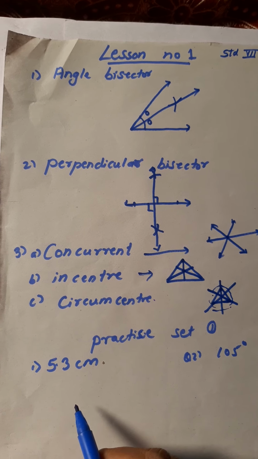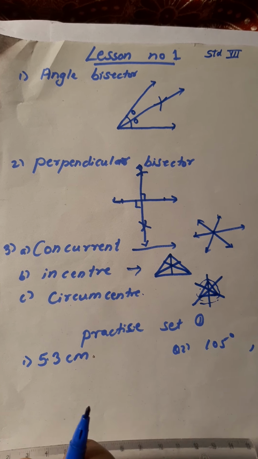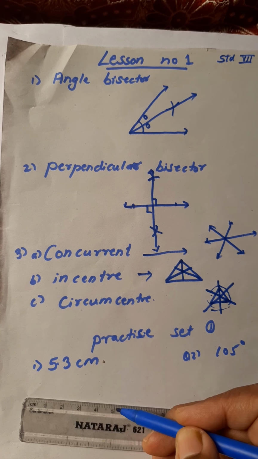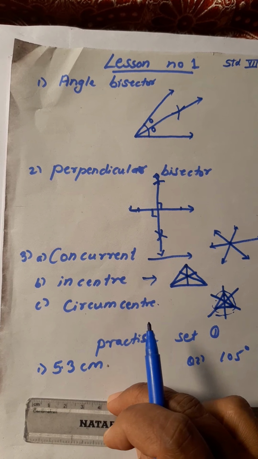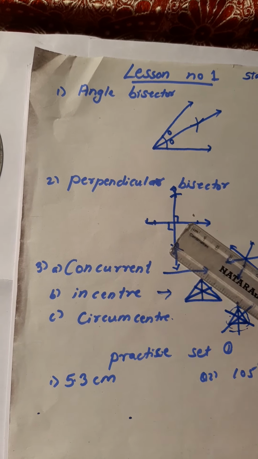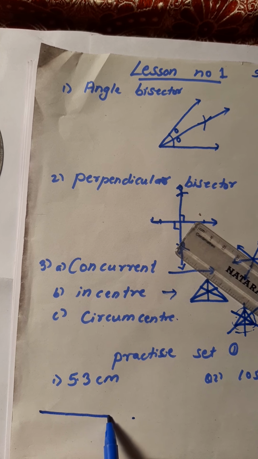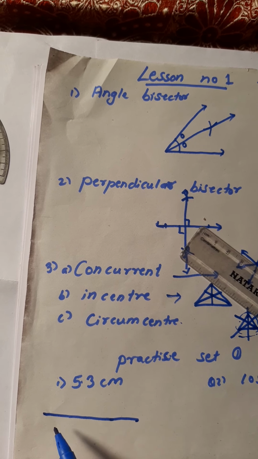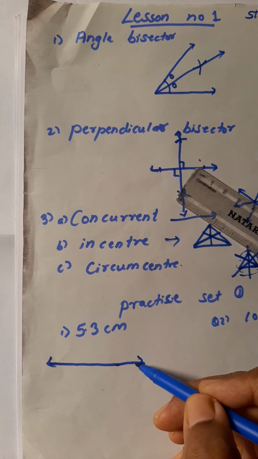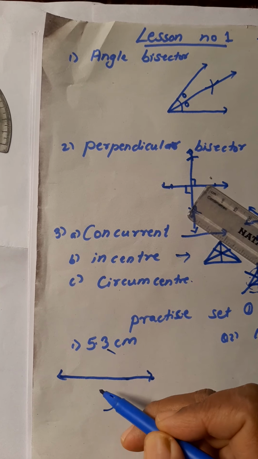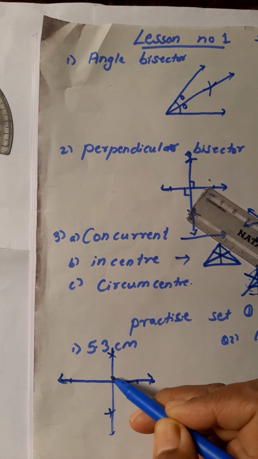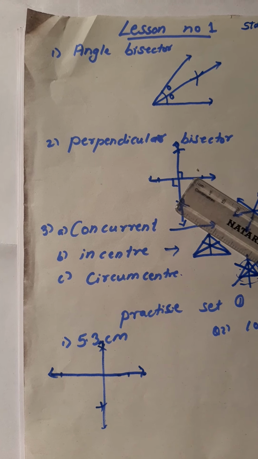I have taken 5.3 centimeters. See, with the help of a scale you measure from 0 to 5.3. The 3 means what? 3 points here. You can measure 3 points and draw the line with the help of a scale. When we draw the line, I will explain how to draw a perpendicular bisector. Okay, take a compass, make an arc downward and above, again make an arc and draw the line. This is called the perpendicular bisector of 5.3 centimeters.